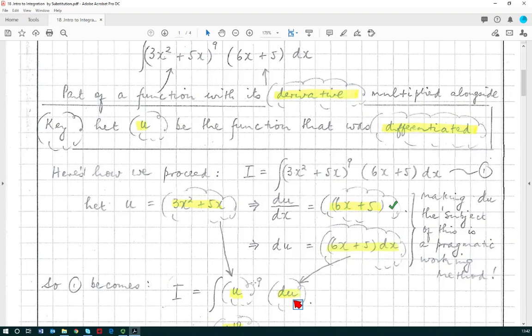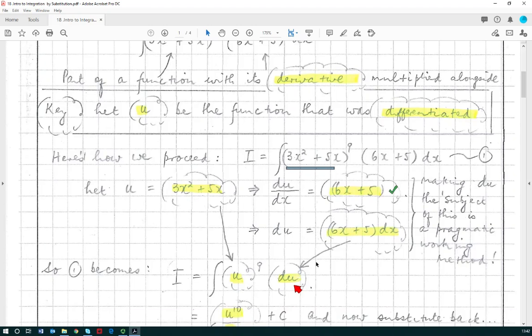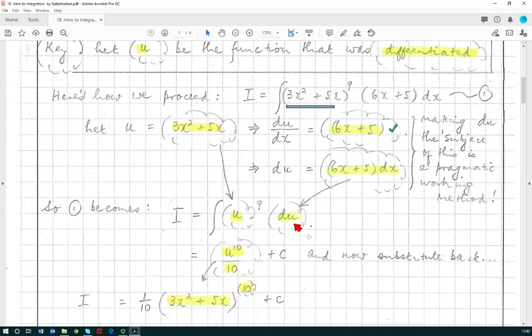That's how I got the du, and you know how I got the u to the 9th. That's the u part there, 3x² + 5x. Now I've created a nice easy integral with respect to a new variable. Let's integrate u^9, and you'll get u^10/10 + c. I'm finished. All I need to do is substitute back. What was u? u was 3x² + 5x. Stick it in place of the u there, and there it is. 1/10, that's the divide by 10 there, and there's the u, (3x² + 5x)^10, and you are done. All right?